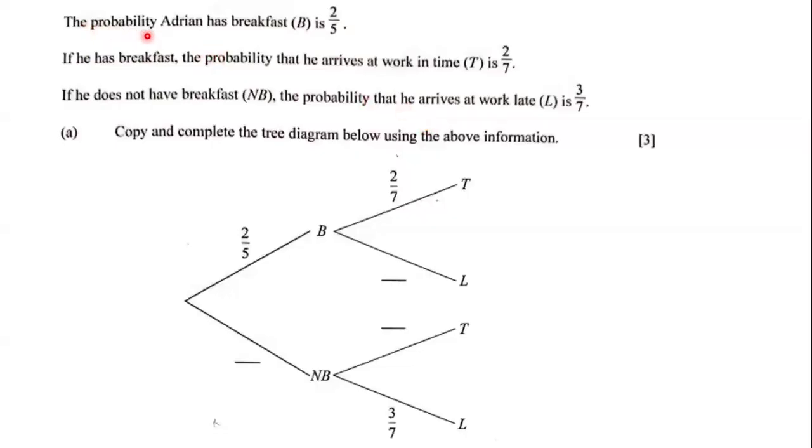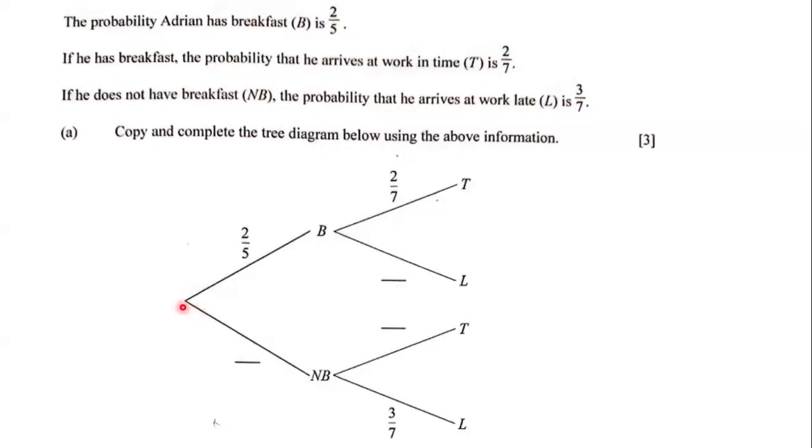The probability Adrian has breakfast, B, is 2 over 5. If he has breakfast, the probability that he arrives at work in time, T, is 2 over 7. If he does not have breakfast, B', the probability that he arrives at work late is 3 over 7. Copy and complete the tree diagram below using the information above.